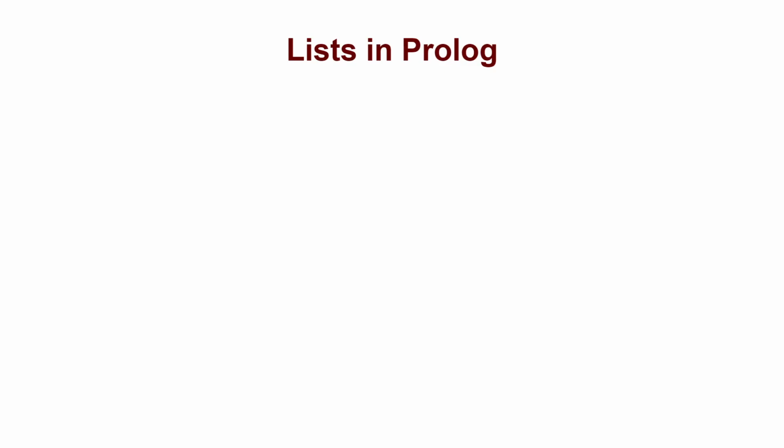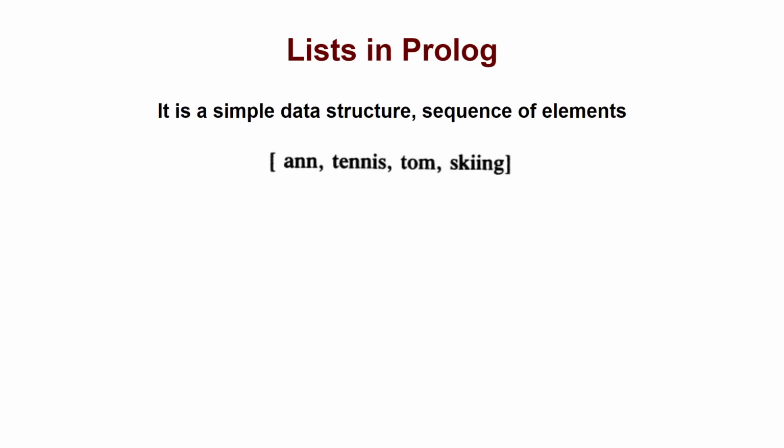In this class we are introducing lists in Prolog. It's a fundamental concept, and a very useful and powerful way of programming applications in Prolog is by the use of lists. A list is a simple data structure and is basically a sequence of elements. Here we have an example of a list of 4 elements. We have Anne, tennis, Tom, and skiing. Each of them is an element that belongs to the list.